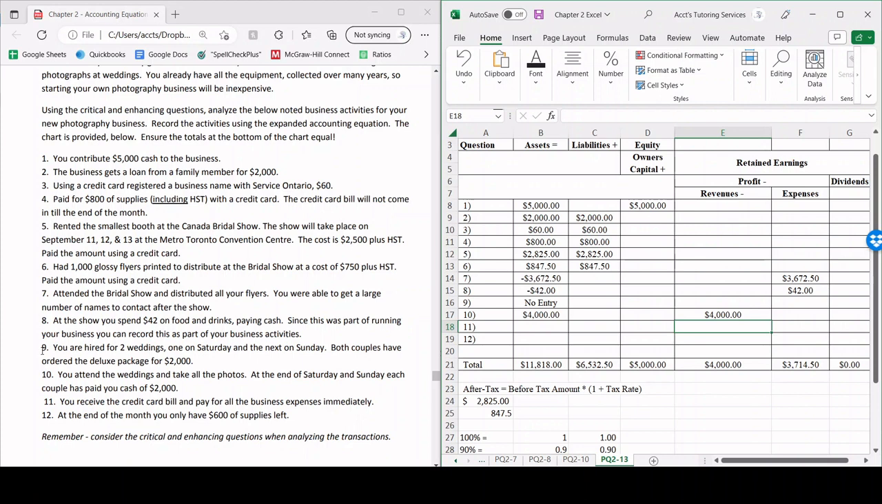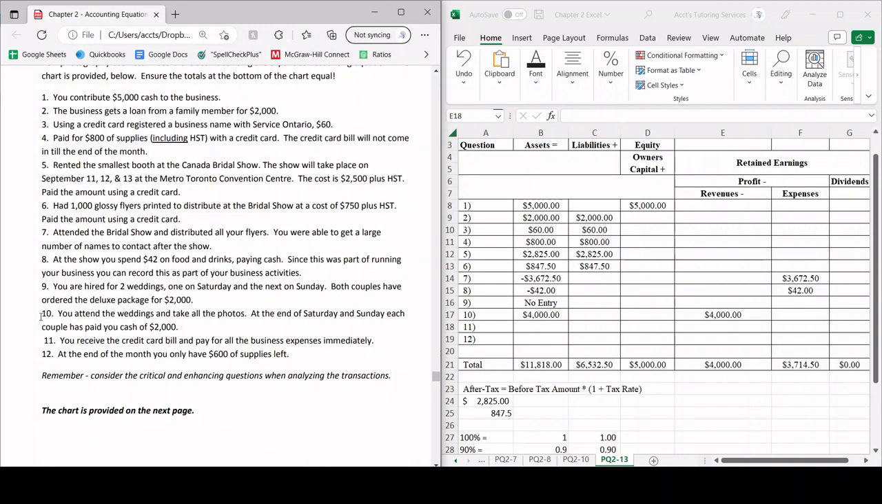So once again, the difference between 9 and 10 is, in 9, we were hired, but we didn't do anything and we never got paid. If we got paid in advance, then we could increase our assets because we got cash. And then we could increase liabilities in the form of unearned revenues because we haven't performed the service yet, so we have a future obligation. But that's not the case. But in number 10, we actually earned it and we actually got paid.